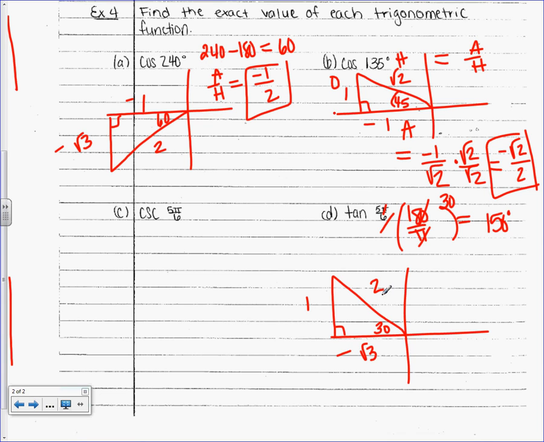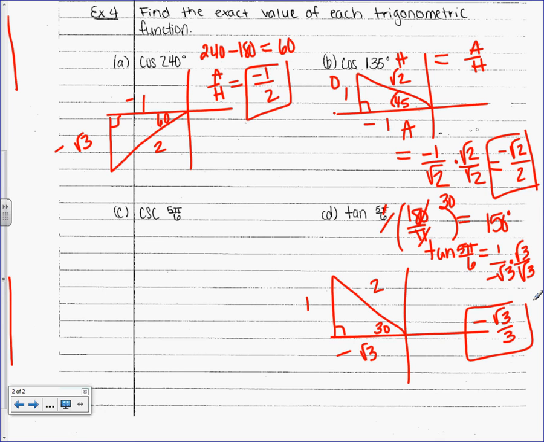It's hypotenuse. What does tangent mean? Opposite over adjacent. So what's opposite of theta? 1. What's adjacent? Negative square root of 3. You can't leave it that way. Rationalize the denominator and you get negative square root of 3 over 3. Question?